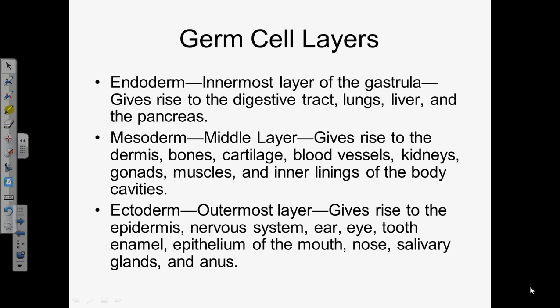And then the ectoderm is the layer on the outside. And it makes a lot of the stuff that ends up near the outer part of your body, like the epidermis. A lot of the sense organs on the outside, like your ears and your eyes, the tooth enamel. And it also makes the epithelium, or the linings of most of your body's openings, like the mouth and the nose and the anus, and so on. So again, these are the germ cell layers, which are essentially your layers of stem cells, and what they do.